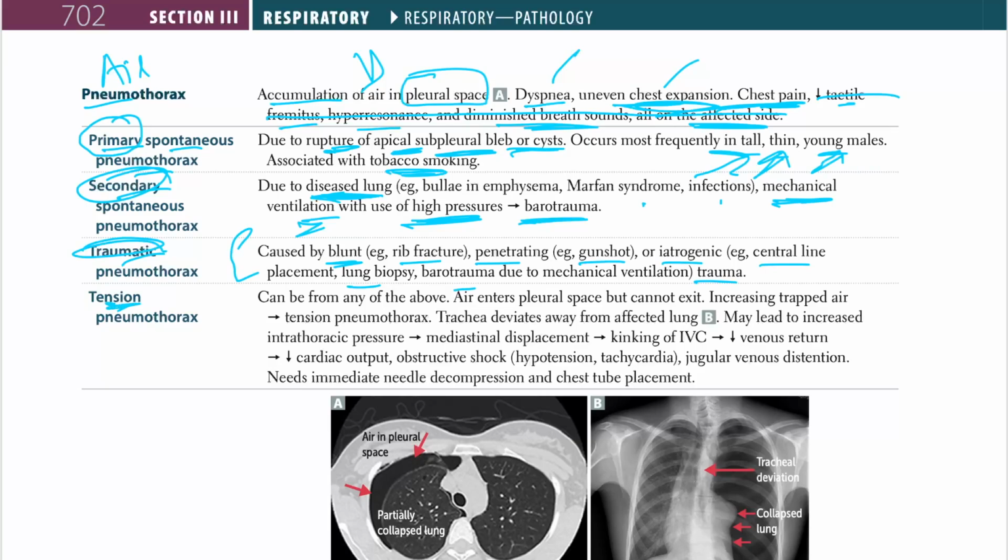Tension pneumothorax can be from any of the above, right? But the air enters the pleural space but cannot exit. So you have air that goes into this, let's say this is a lung, and here's the pleural space. Air is going in, but it has no way to go out. So it is just going in and in, not going out, causing the lung to collapse more and more. Increased trapped air causes tension pneumothorax. Trachea would deviate away from the affected lung.